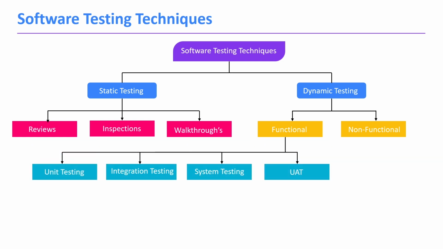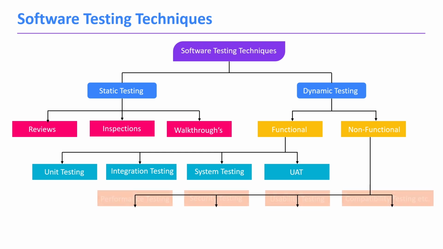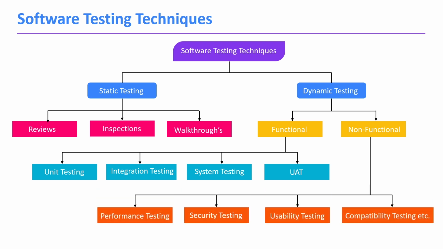So in functional testing, we have unit testing, integration testing, system testing, UAT testing. UAT testing is user acceptance testing. And in non-functional testing, we have performance testing, security testing, usability testing, compatibility testing, etc. So first let's discuss reviews.